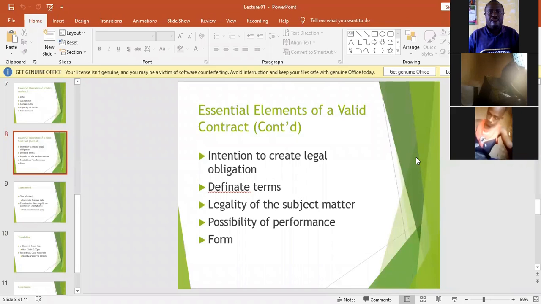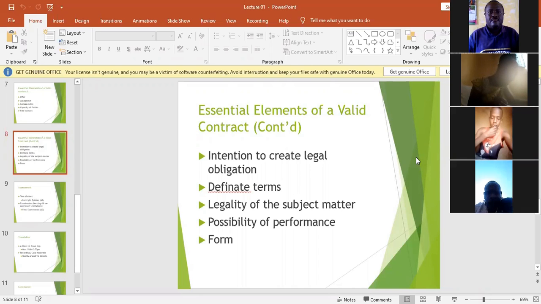Undue influence means that if two parties enter into a contract, one of the parties has his freedom infringed upon by the other party. It means that one party does not have full freedom. He is acting under external influence. He lacks what we call the consensus of the mind or free consent. And I'm going to give instances where there is undue influence.